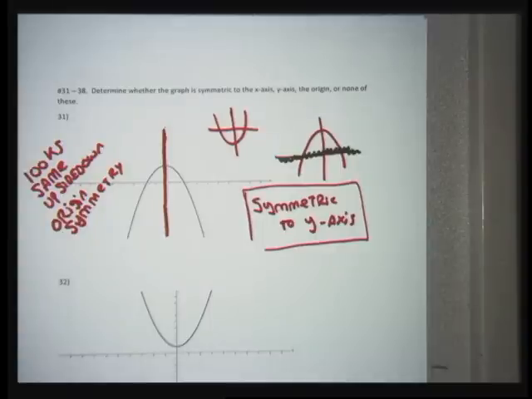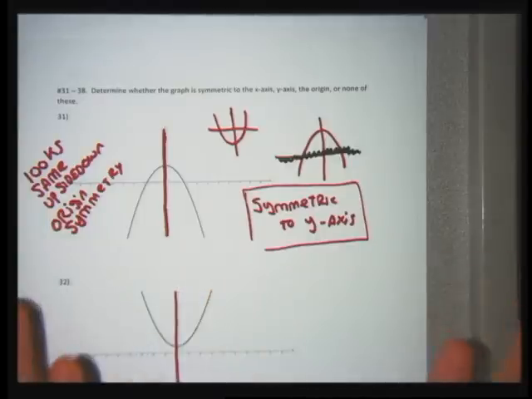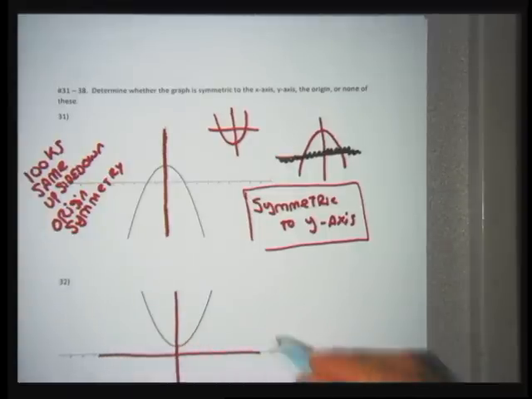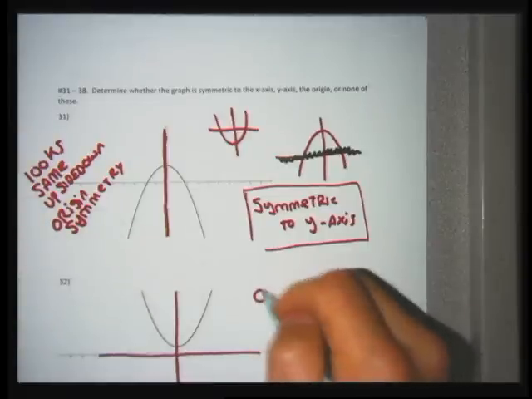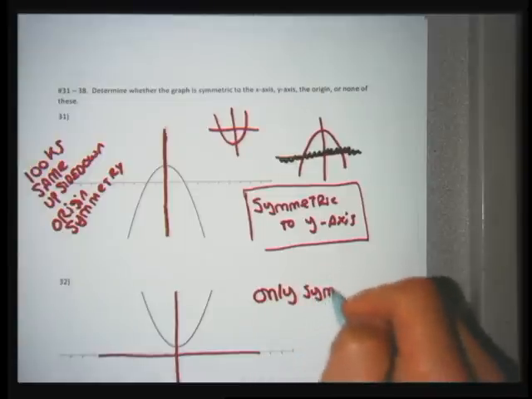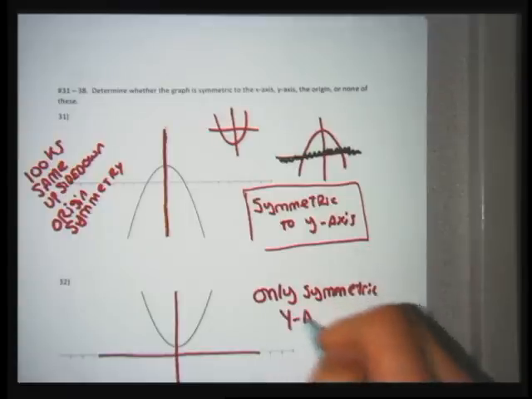32, so I'm done with this. The only symmetry that 31 has is that to the y-axis. Similarly, 32, the only symmetry it has is to the y-axis. If I draw a line through the y-axis, it makes perfect equal halves on either side of the y-axis. That's what it takes to have that symmetry. A line through the x-axis doesn't do anything because it doesn't cut the graph at all. And if I flip it over, it's not going to look the same. This is only symmetric to the y-axis.